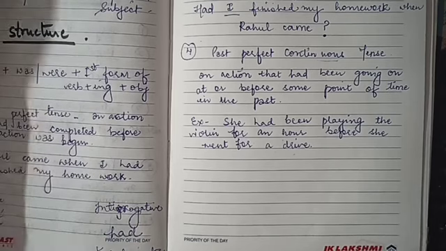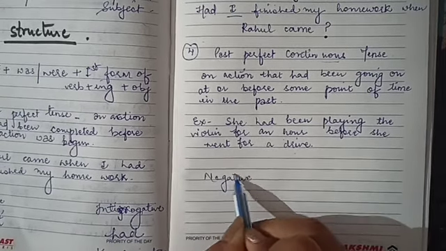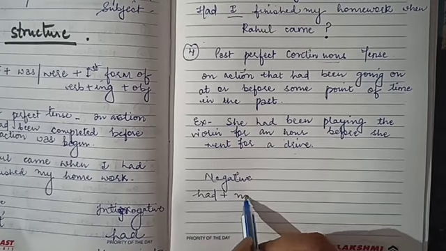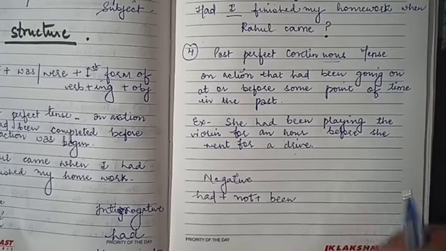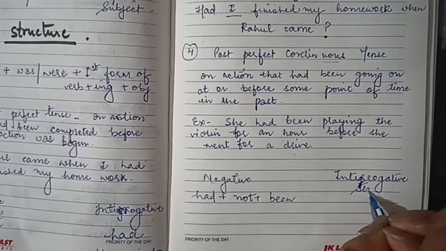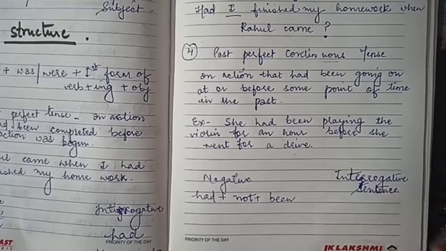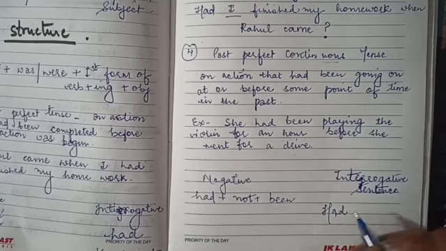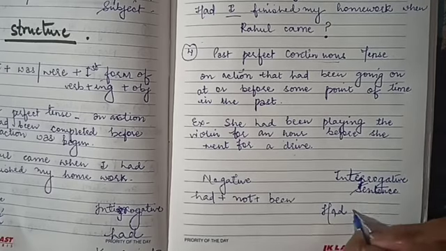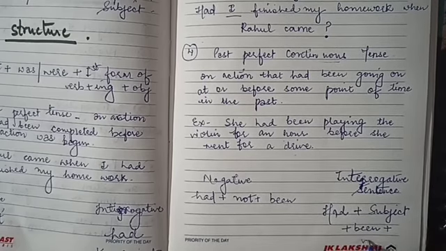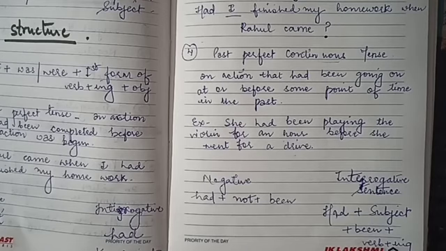If I need to change this into a negative sentence, what I'm going to do is: she had not been playing. I will place not after had. And for an interrogative sentence, what I am going to do is, I will place had plus subject plus been plus verb in ing form plus object. So this becomes an interrogative sentence.